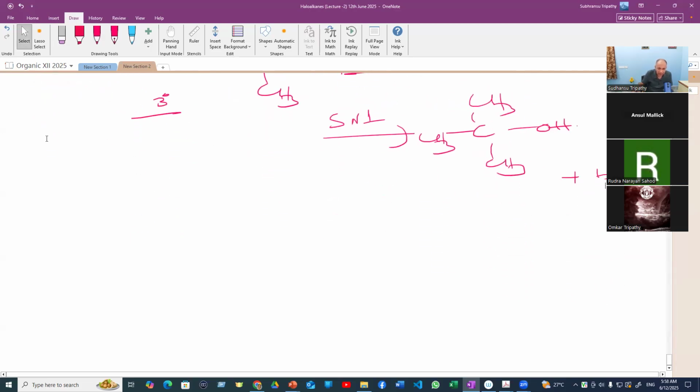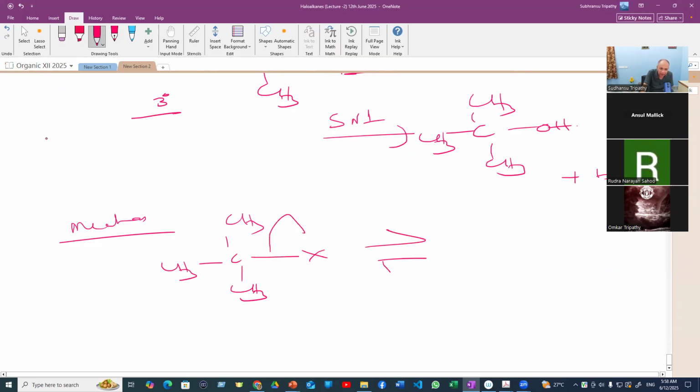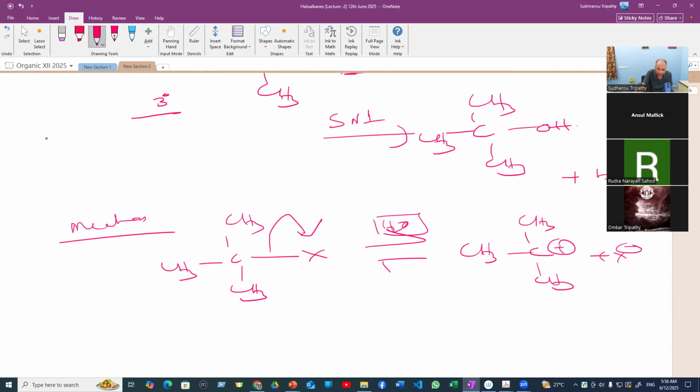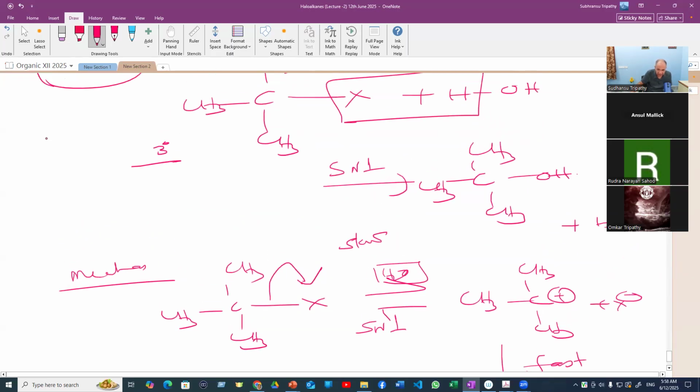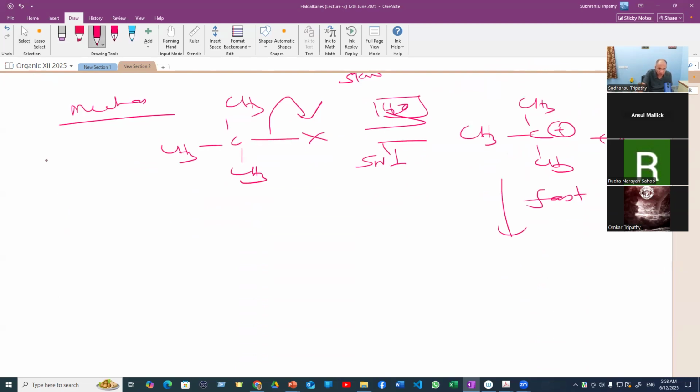Now what happens here, because water is a very polar solvent, that facilitates the heterolytic cleavage of this bond. In the rate determining step, carbocation is formed. That is why it is SN1, order is 1. Water acts as a polar solvent to facilitate the heterolytic cleavage. That is why it is SN1. This is the slow step. But in the next step, which is fast, water attacks as a nucleophile.